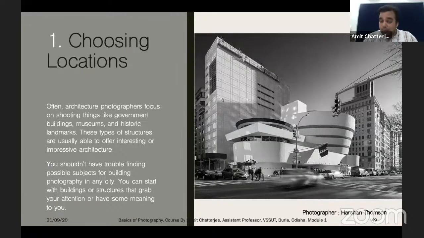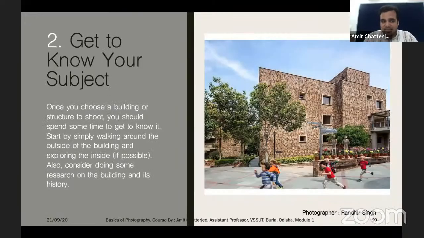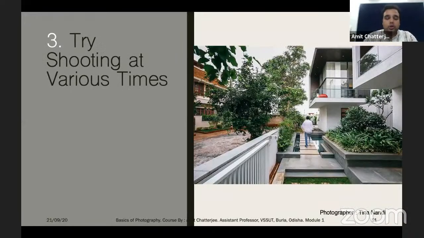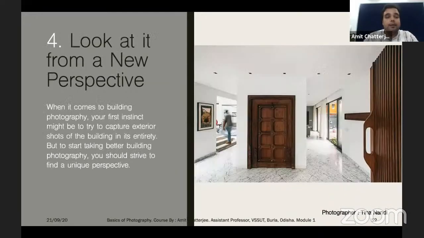So just to sum up, what you require for architecture photography is: one, to choose the location properly where you want to click. Second, to know your subject properly before you start clicking. Third, to click the building at different times of the day, because the building changes with time. You take the photograph in the morning, the palace will look different. You take it in the evening, it will look different. So you need to experiment with different times, and always try to look at it from a new perspective.